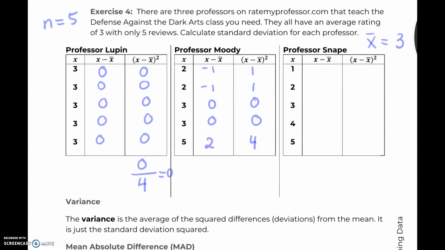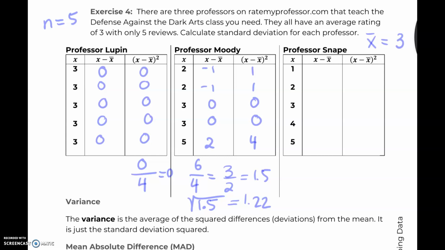So a little more interesting, as I mentioned, when we add these values together, we have 6. 6 divided by n minus 1, just 1 less than our sample size, is 4. This is equal to 3 halves, or 1.5. And then when we take the square root of 1.5, we get a standard deviation of 1.22. So definitely a little more spread in this data set.